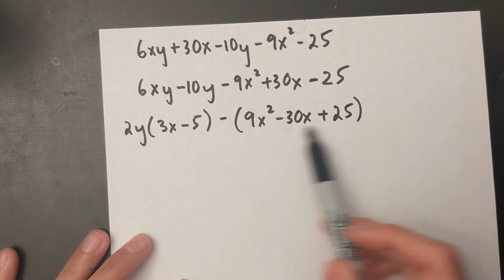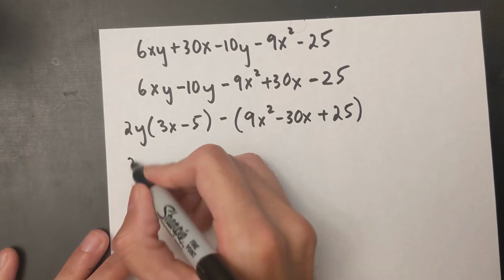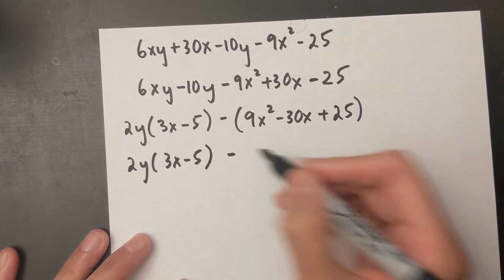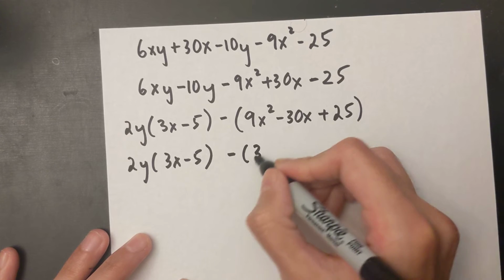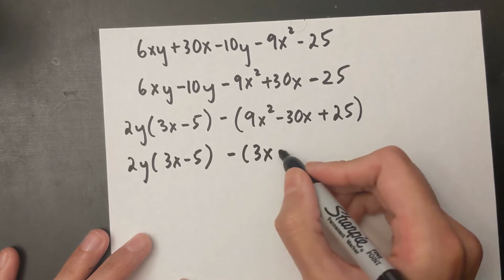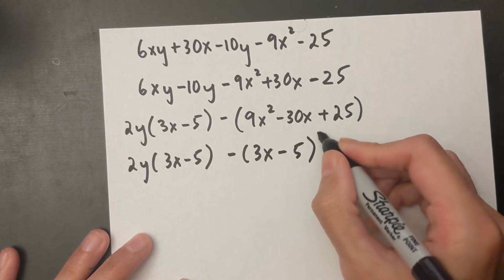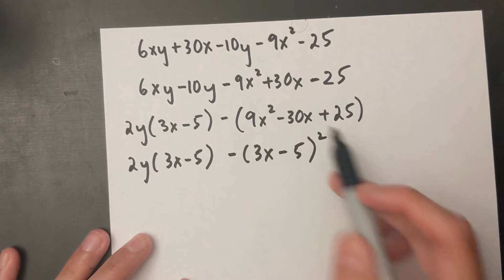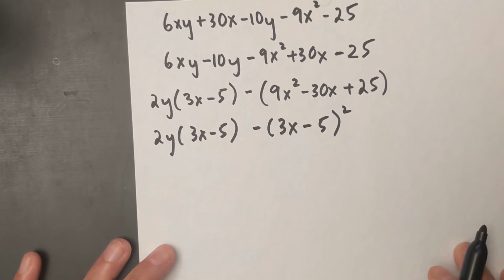Now what you notice here is this can be factored as a perfect square. So I'm going to perfect square that. And it turns into 3x, square root of that, sign is negative, and then minus 5 squared. And if you do 3x times 5 times 2, you will get the middle term of 30x. So we know that that perfect square is correct.